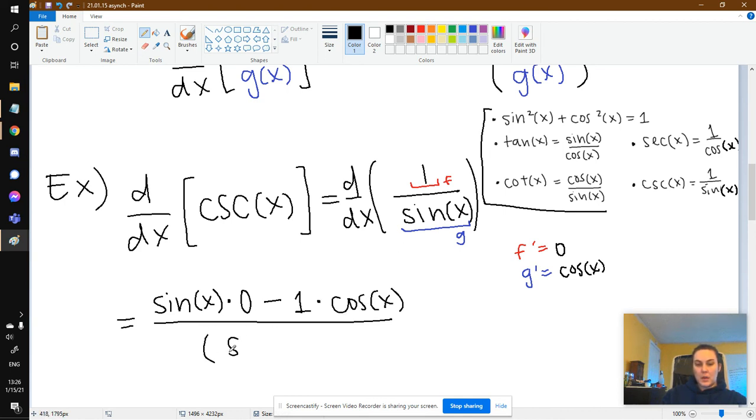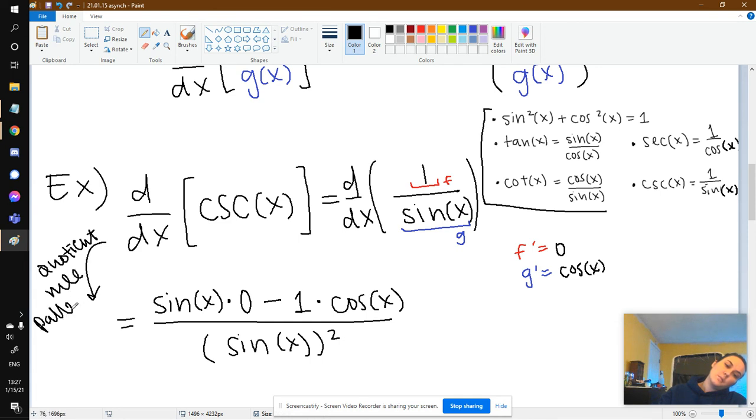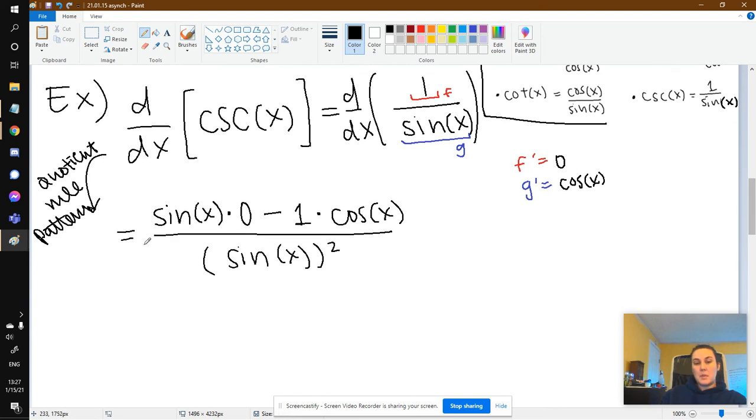And then we take the bottom and we square it. All right, so this one was just the quotient rule pattern. We could stop there, but that doesn't really mean anything to me, and I want the derivative of cosecant to mean something so I can fill it on my note sheet.